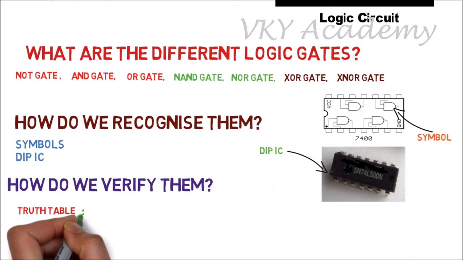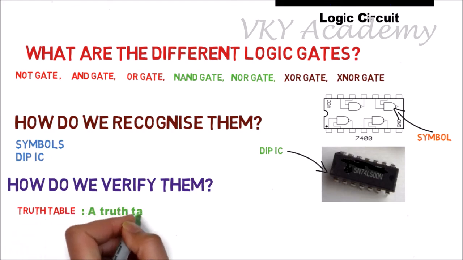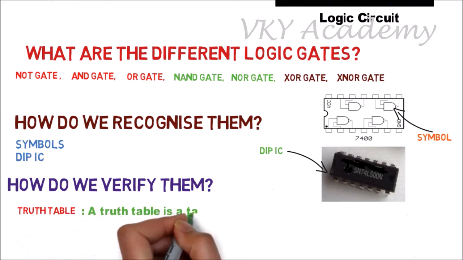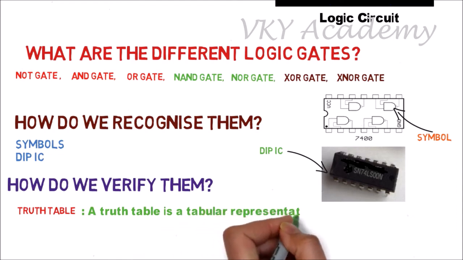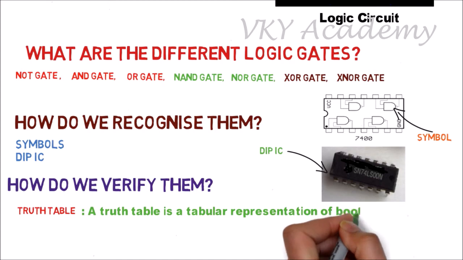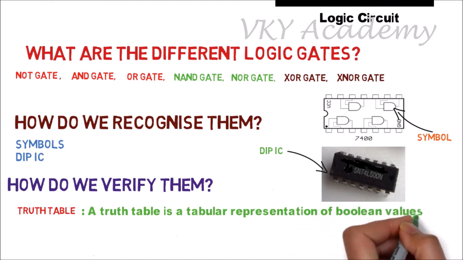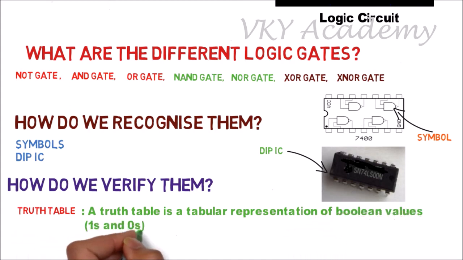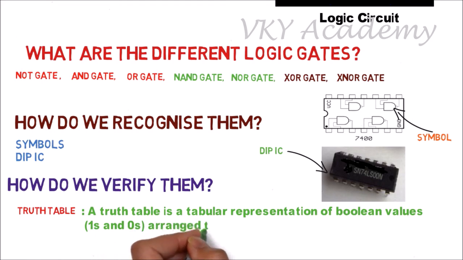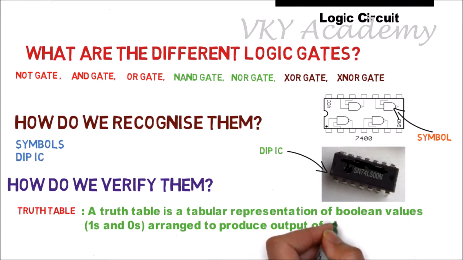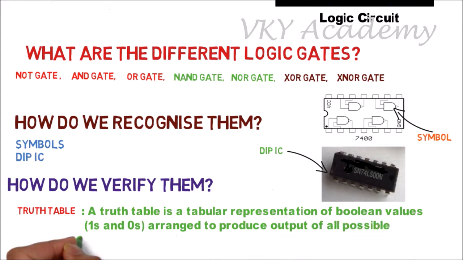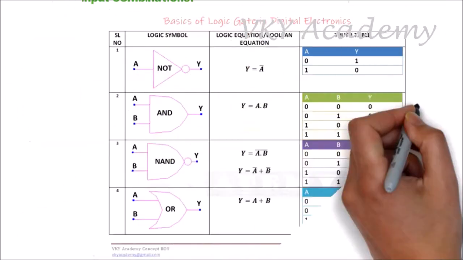Now how do we verify them? Logic gates can be verified with the help of a truth table. Now what is a truth table? A truth table is a tabular representation of ones and zeros. These ones and zeros are arranged to produce some output for all the possible combinations of input. So this is all about the introduction part.